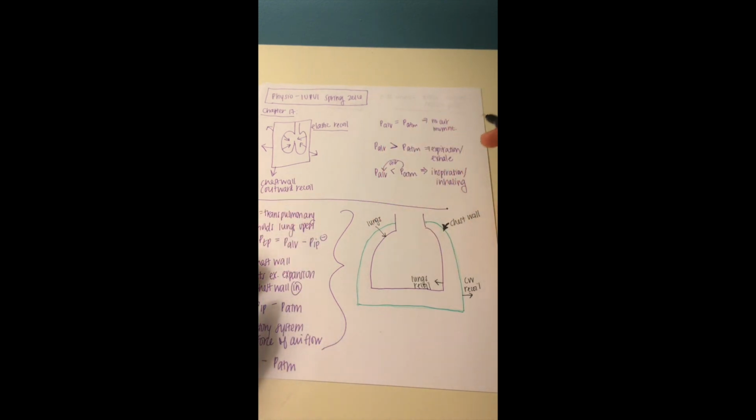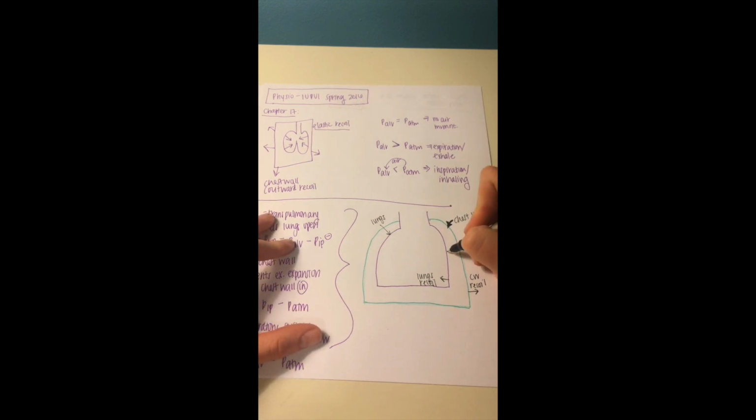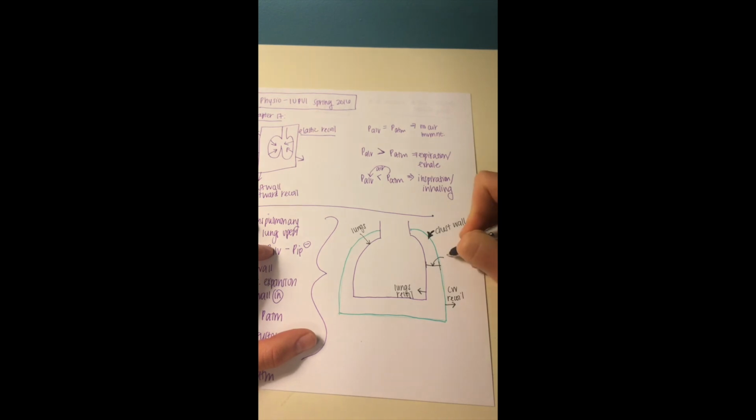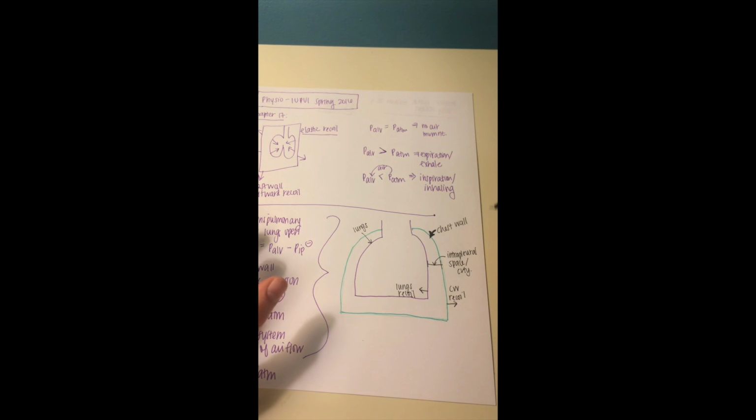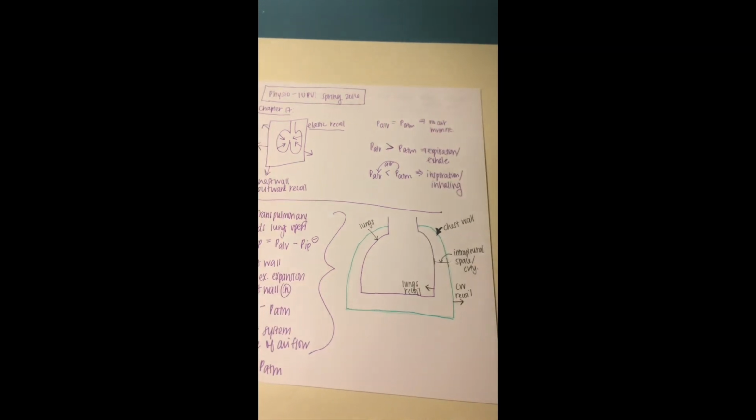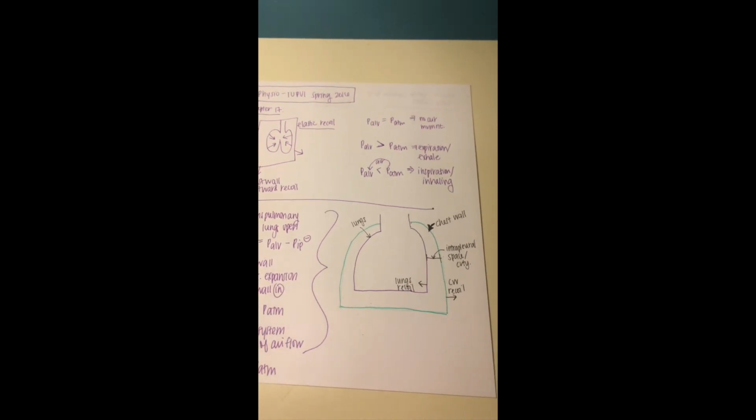So this space right here is your intrapleural space or cavity. And so basically these transmural pressures are pressures across the wall of the lungs and the chest wall, and that's what makes them important for breathing.